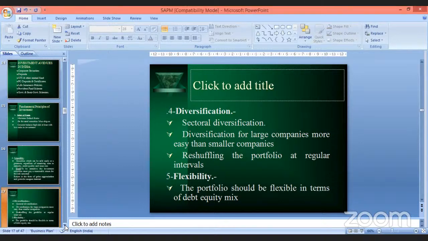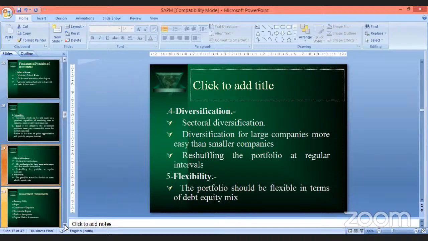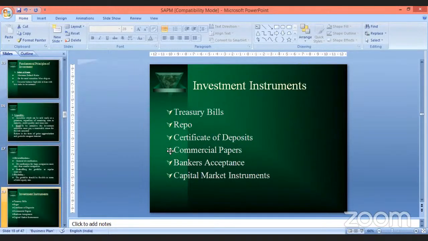Yes, yes, I got it. So this is all about fundamental principles of investment. Now you can see these are some investment instruments. Categorically, these instruments consist of money market instruments and capital market instruments.